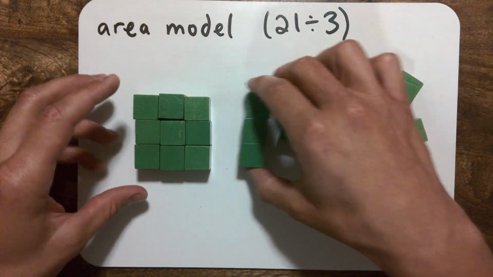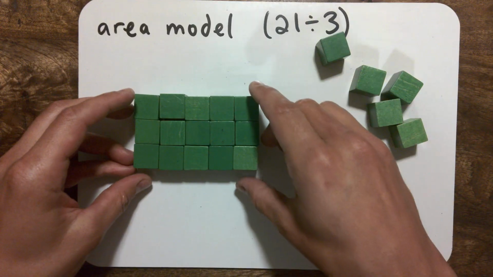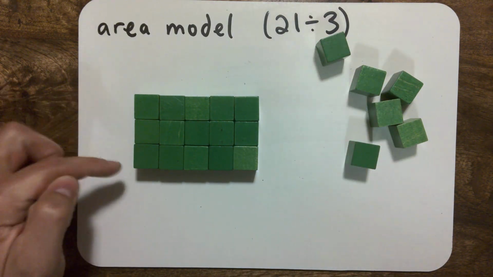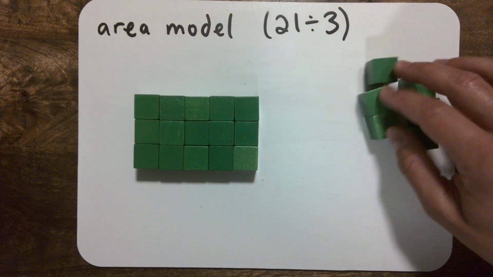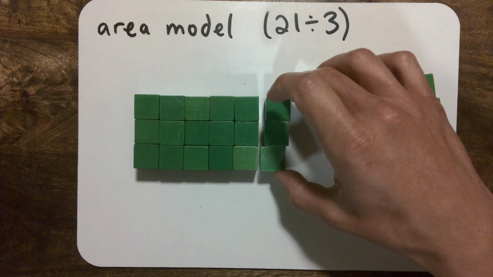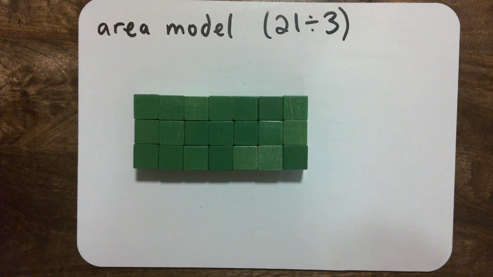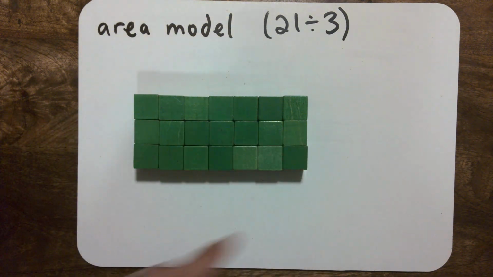Alright, so I'm taking these cubes and just organizing them into an area model. Okay, so I have 3 rows, each have a size of 5. I still have some left over here. So you can see I have 6, so then I look and see, okay, I can put 2 more into each of those rows. So I can see if I have a rectangle with a total area of 21, so I have 21 square units, and I have 3 rows, each row has to have a size of 7.